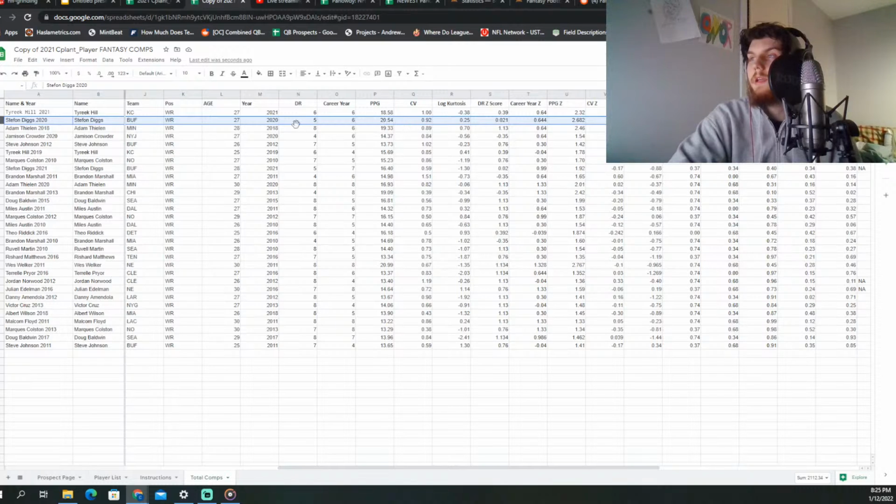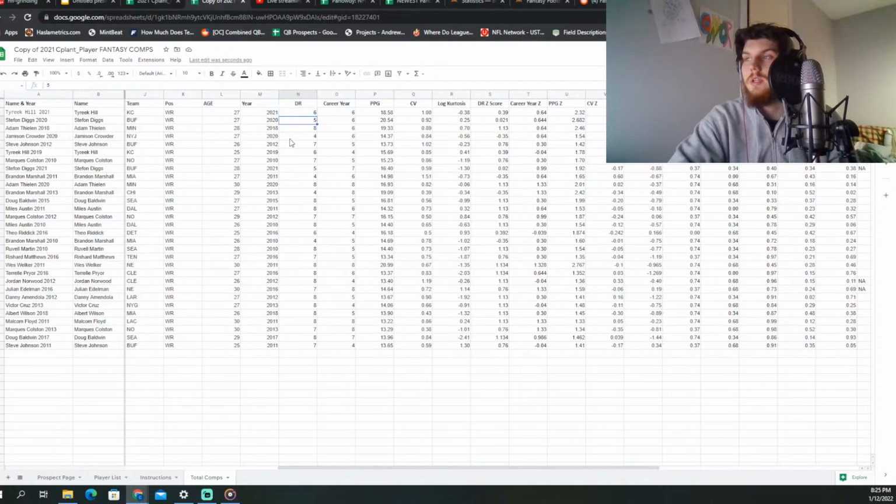So the closest comp, Diggs and Hill, in draft round, Hill was drafted in the 6th round, while Diggs was drafted in the 5th round. So that's kind of part of why their comp is close. They're both in their 6th career year. They averaged around the same amount of points. Their coefficient of variation was pretty close. Kurtosis was a little bit off.